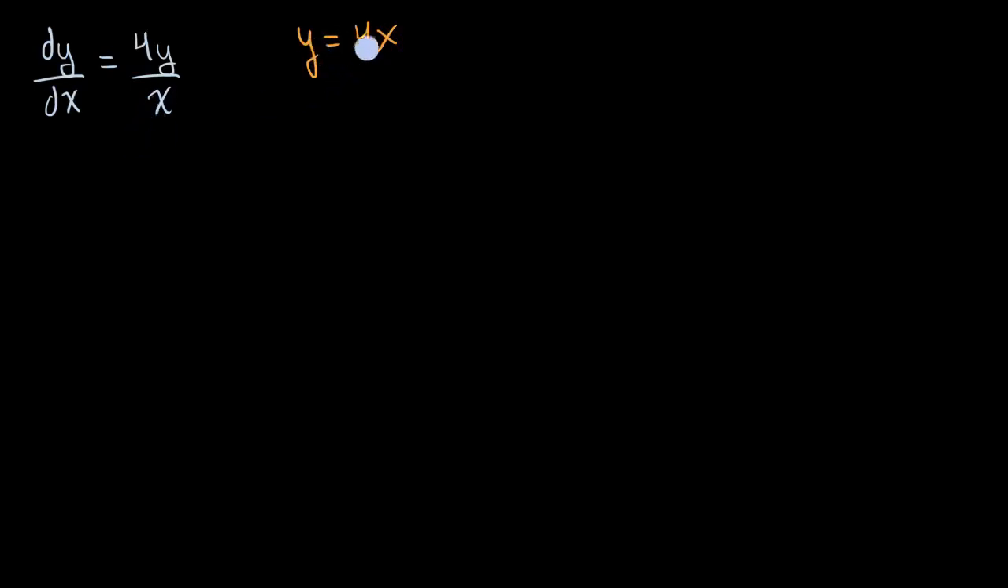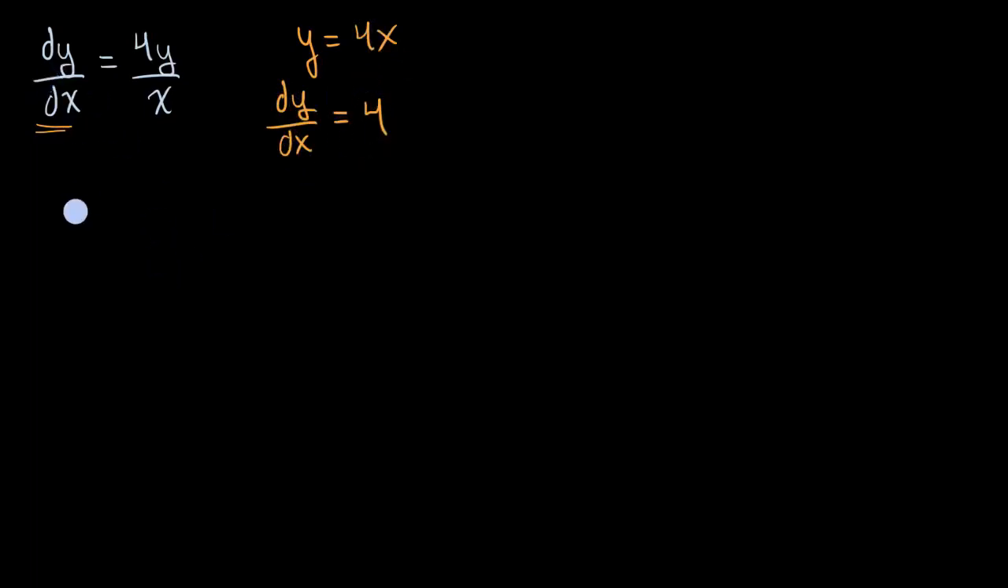Well, to see if this is a solution, what we have to do is figure out the derivative of y with respect to x and see is that truly equal to 4 times y over x. And I'm going to try to express everything in terms of x to see if I really have an equality there. So first, let's figure out the derivative of y with respect to x. Well, that's just going to be equal to 4. We've seen that many times before.